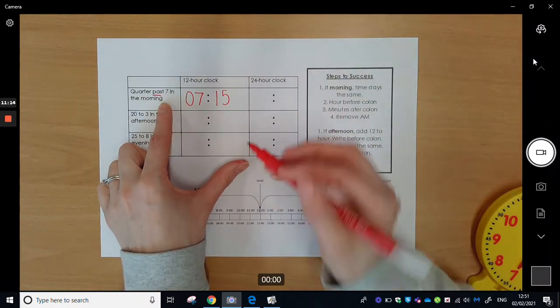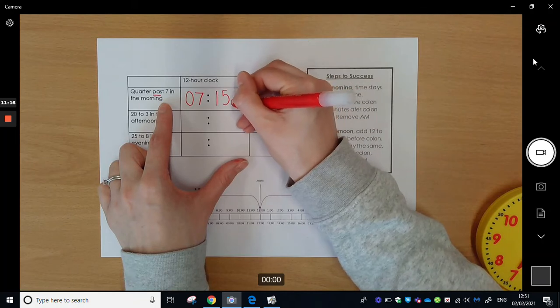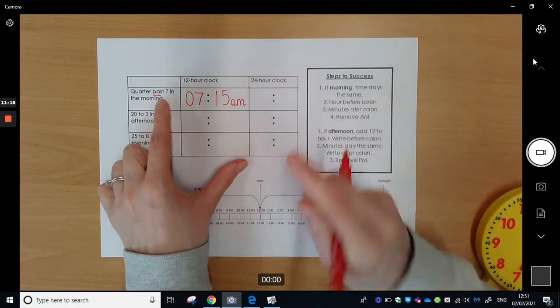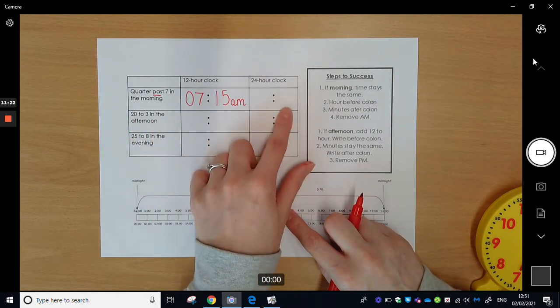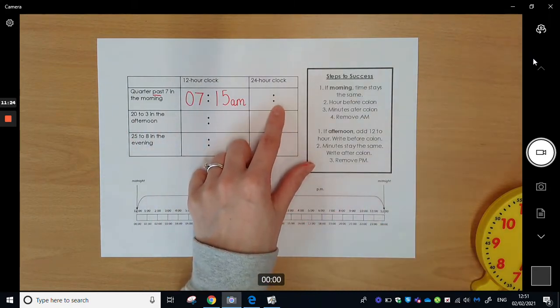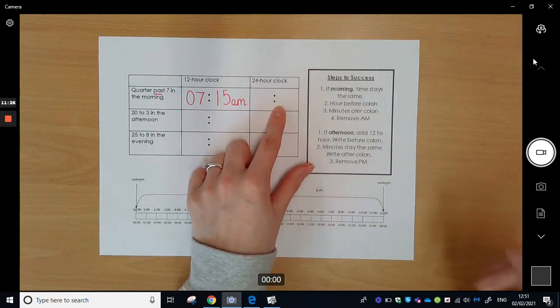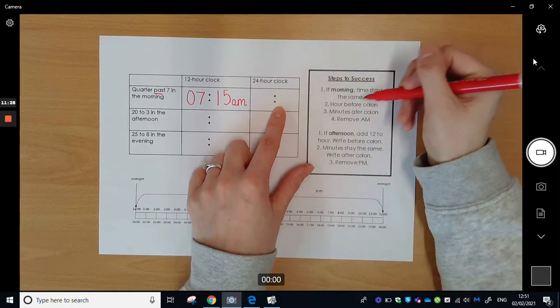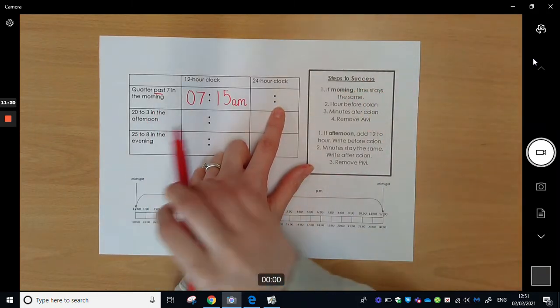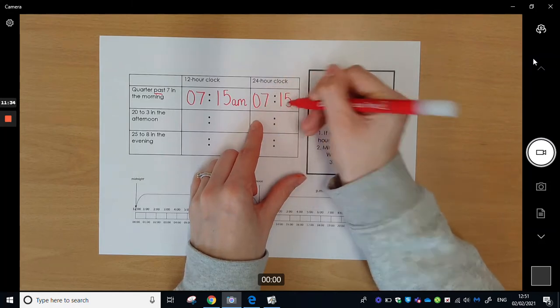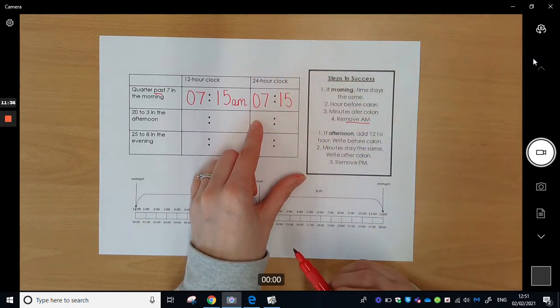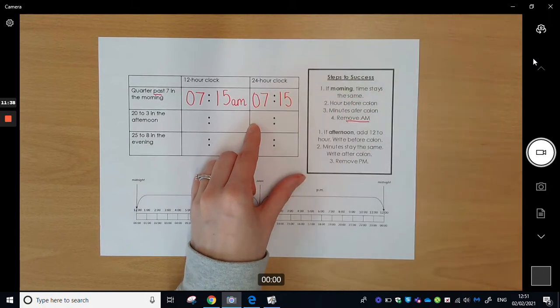I do need to remember that I need to put AM or PM. So in the morning tells me it's going to be AM. Okay, so now I can change it into my 24-hour clock. So again, I'm going to follow my steps. So if it's the morning, time stays the same. So I know it's the morning, so it's going to stay exactly the same. It's going to be 7:15, and I just need to remove the AM. So my time would be 7:15.